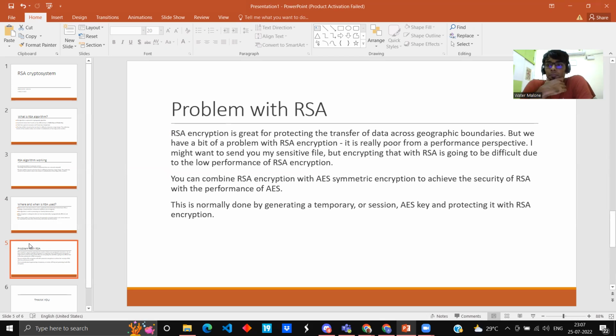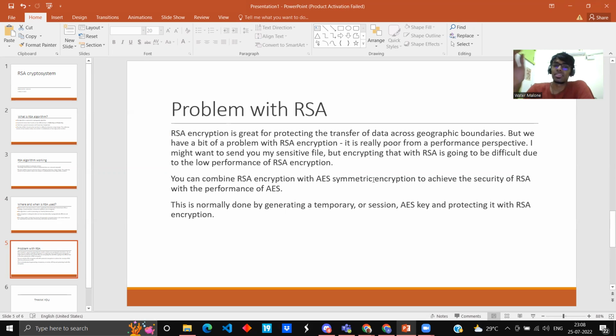So does that mean it is infeasible to use? Should we not use it? Of course not. There are things you can do to help you use it. As I mentioned here, you can combine RSA encryption with something called AES, symmetric encryption, to achieve the security that RSA provides and to give you the improved performance that AES can give you.